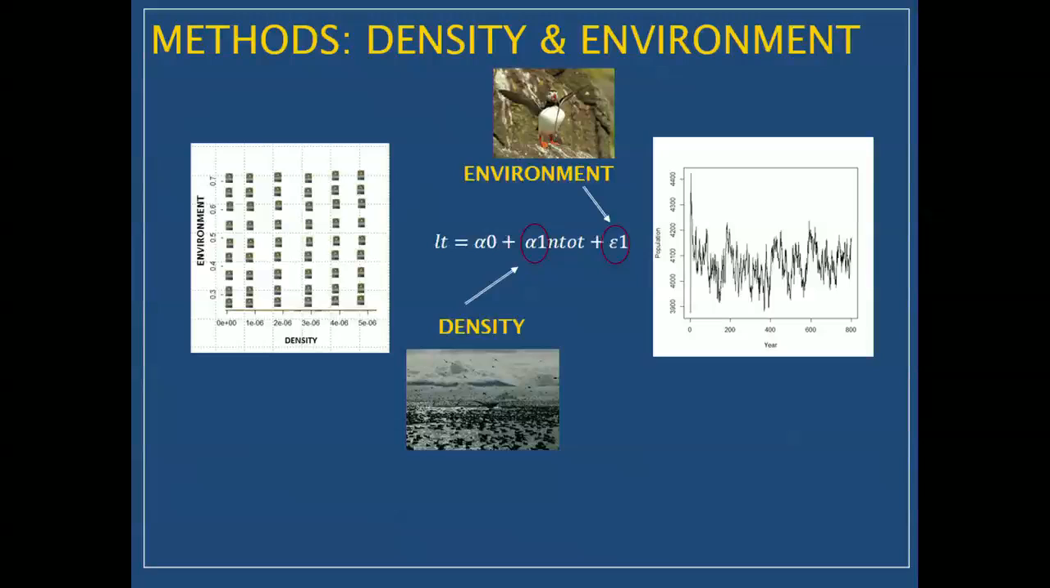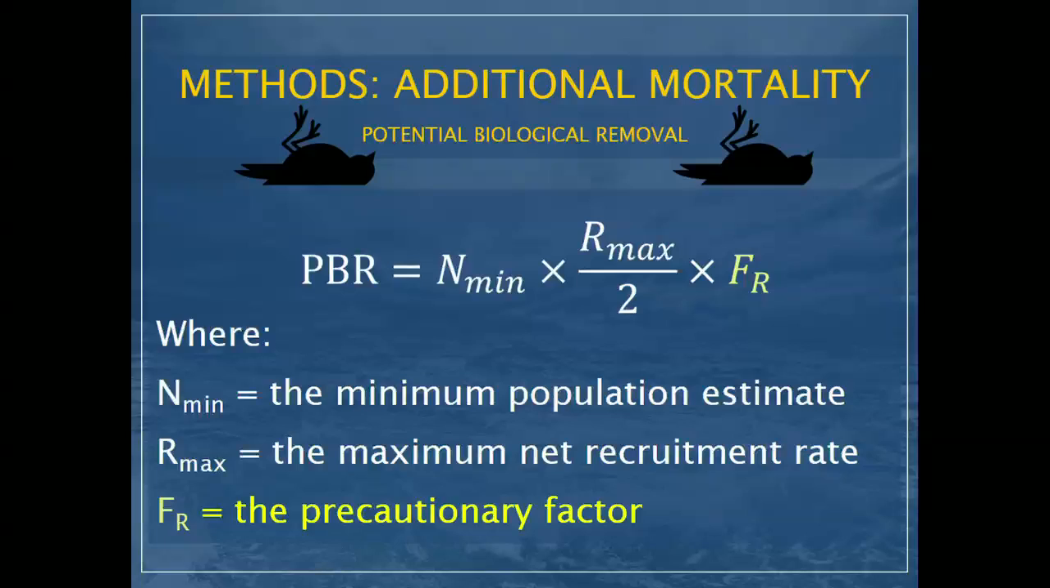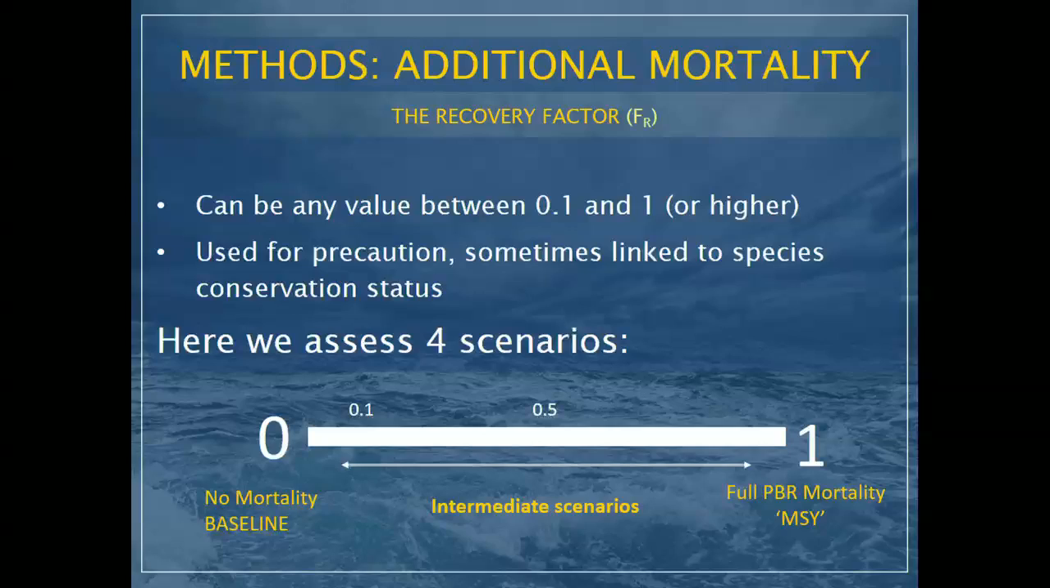Now I need to calculate some additional mortality to apply to my populations. And this is back to that PBR that I mentioned very briefly at the start. This is the bare bones equation of a PBR. I'm not really going to focus on anything here too greatly, other than this last term, this FR, the precautionary factor. In industry, they use this for additional precaution in assessments, and really it just has a proportional effect on the overall PBR calculation.